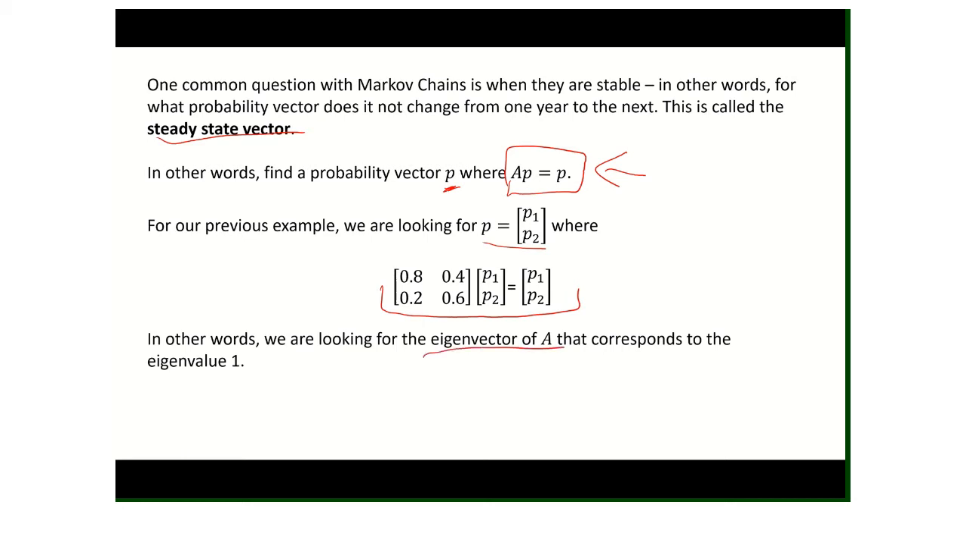Then we just have to calculate the eigenvector. That eigenvector is exactly the steady state vector. It's the vector that doesn't change after you multiply it by the matrix. That's the definition of an eigenvector.